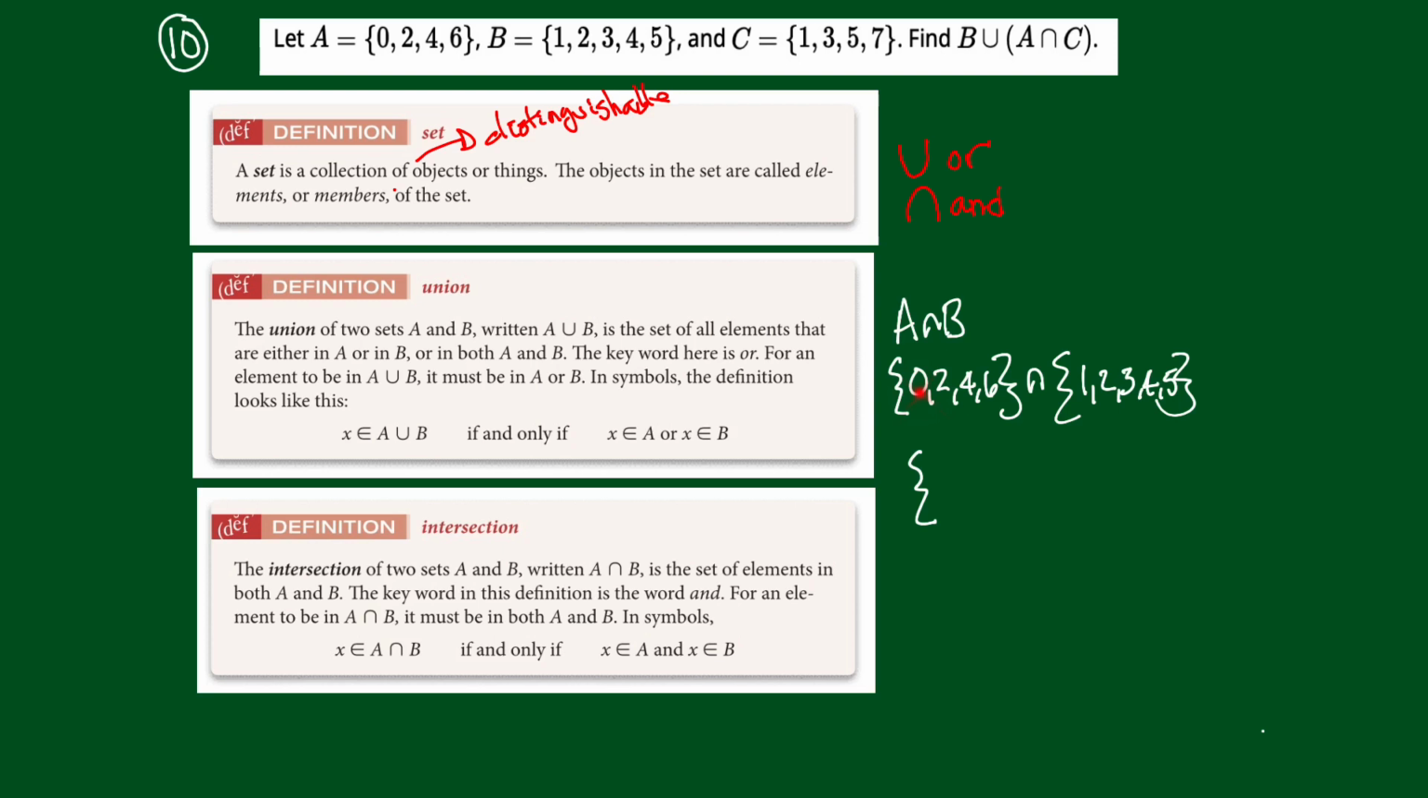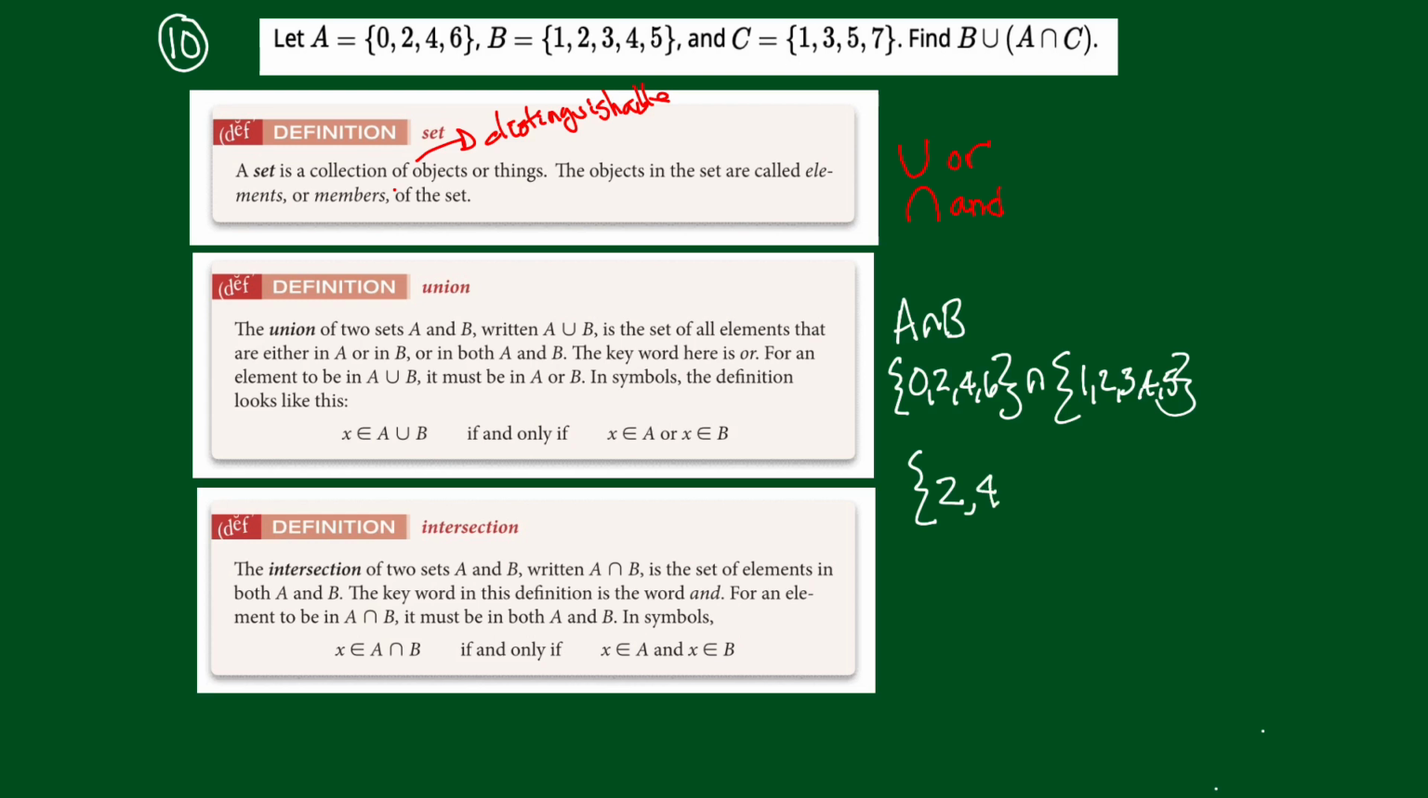What about 0? That's only in A, so that doesn't work. What about 2? Well, 2 is in A, and it's in B. So 2 we're going to include. What about 3? Well, 3 is in B, but it's not in A. All right, so it's not in both. It has to be in both. What about 4? 4 is in A and B, so 4 is going to be included. So put in a 4.